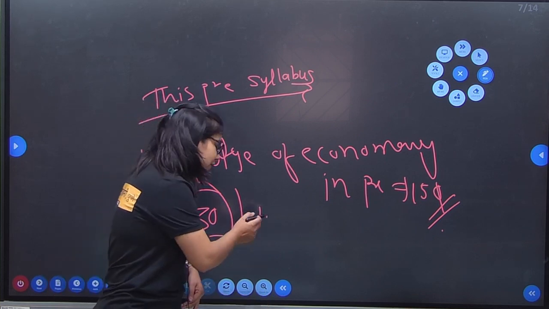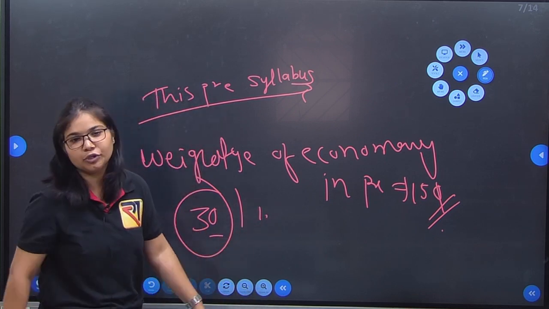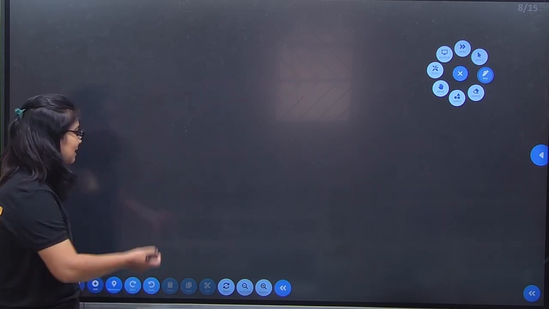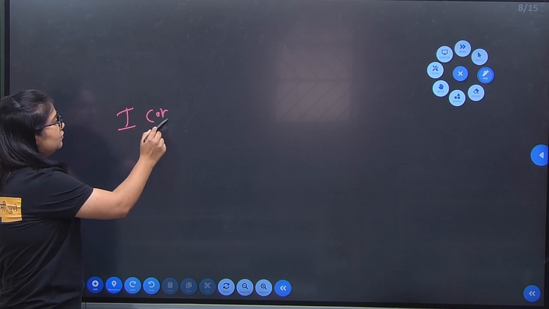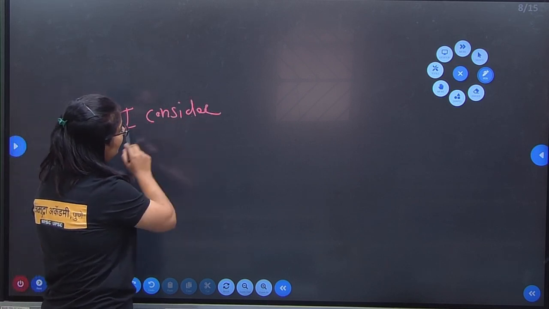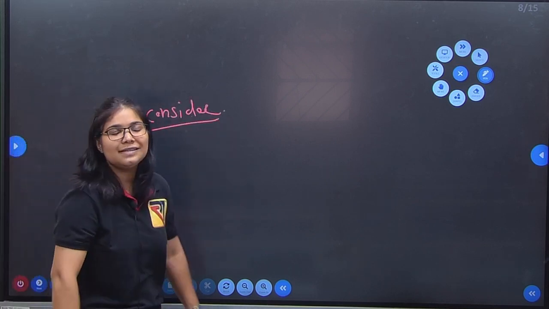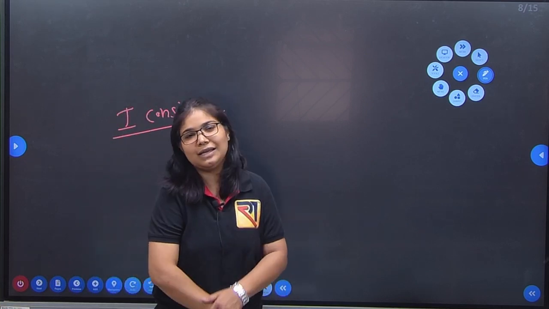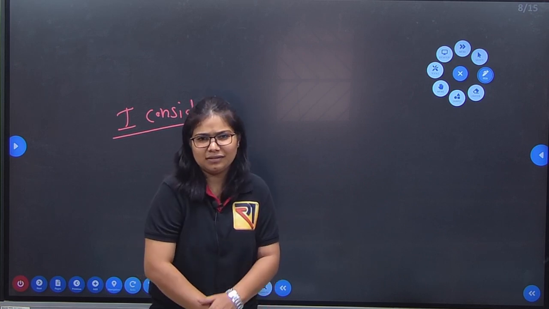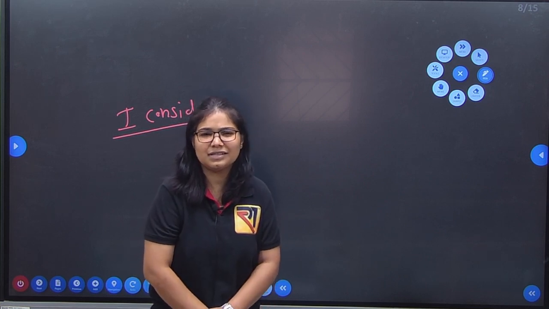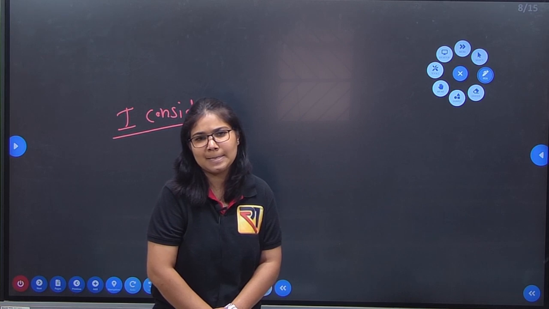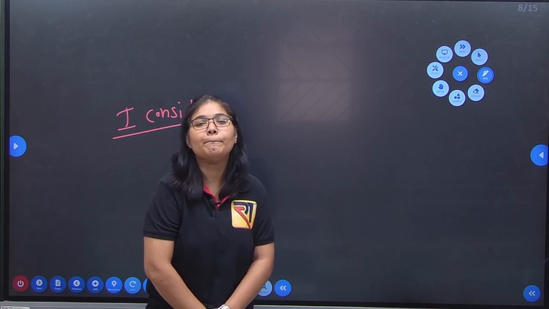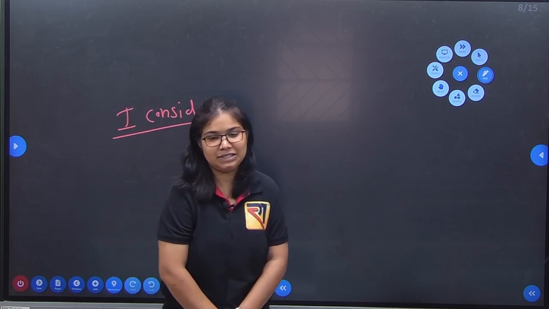There is negative marking also. You must have heard about it. One-fourth negative marking. So as of now, I consider that you have analyzed the syllabus of the prelims and it is understandable to you, right? So now we are going to discuss the syllabus for the mains examination. Chalo then.